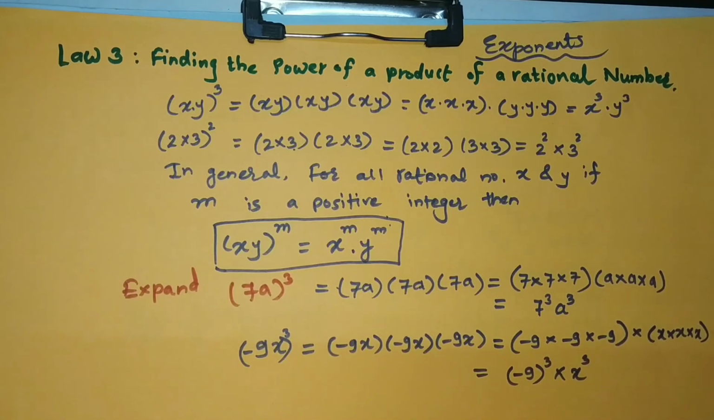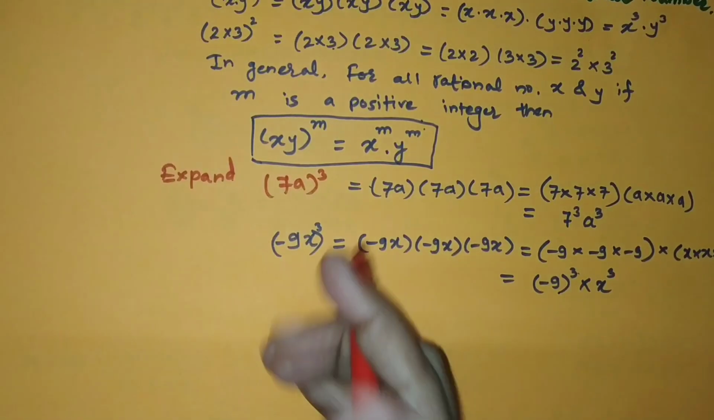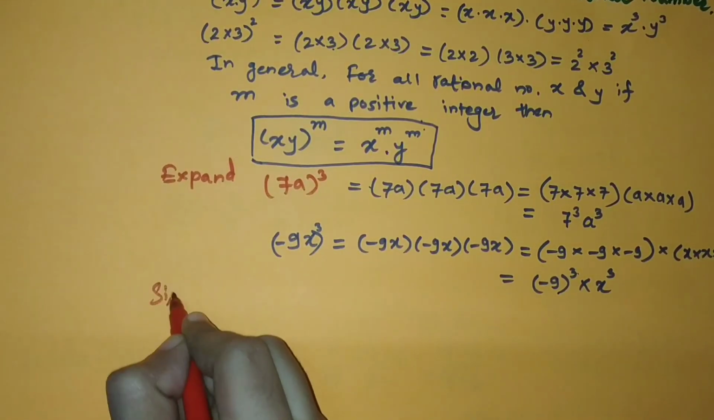So in this way, whenever you are having a power of a product of rational numbers, you find the power of each factor. Like here, minus 9 and x are the factors. So you find minus 9's power first, and then you find x cube, and then you need to multiply them. This is a simple one. Let's go for some more examples. Like we are having simplify.